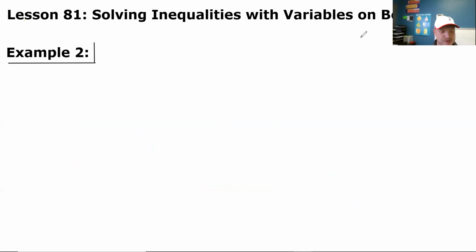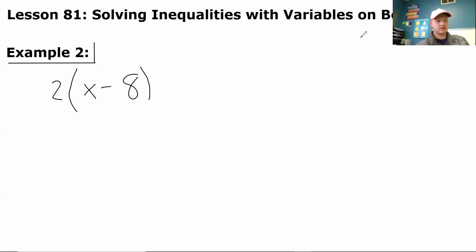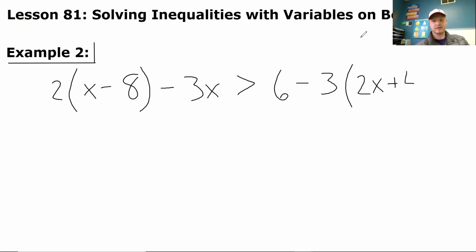Guys, so example 2, simplifying each side before solving. So this one's not too bad. If you understood example 1, then you shouldn't have any problem with example 2. So what we have here is 2 times x minus 8 minus 3x, which is greater than 6 minus 3 times 2x plus 4, close parentheses.